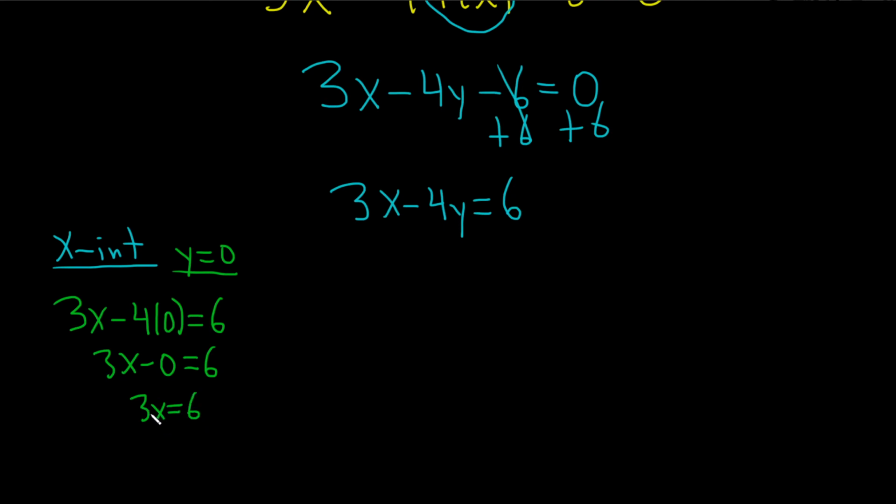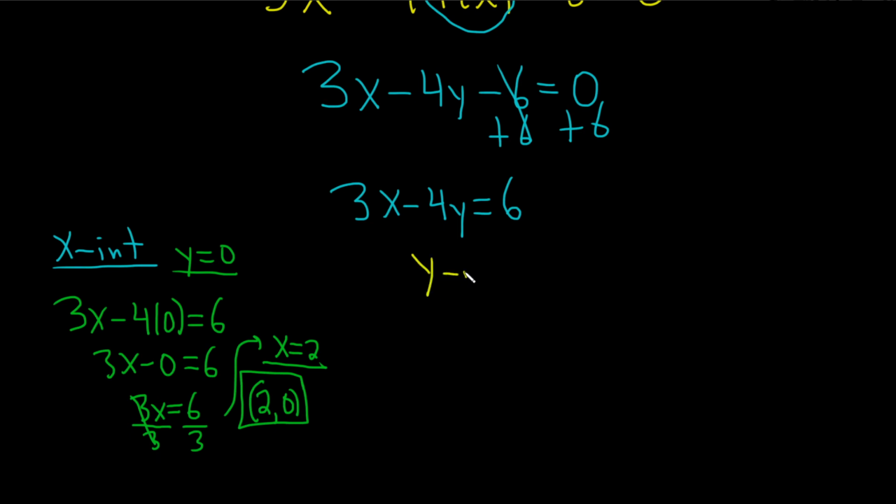The x is being multiplied by 3, so in order to solve for x, all we have to do now is divide both sides by 3, and that will give us x equals 2. So when x is 2, the y is 0. We can write this as an ordered pair, (2, 0). That's our x-intercept. Let's go ahead and find the y-intercept.